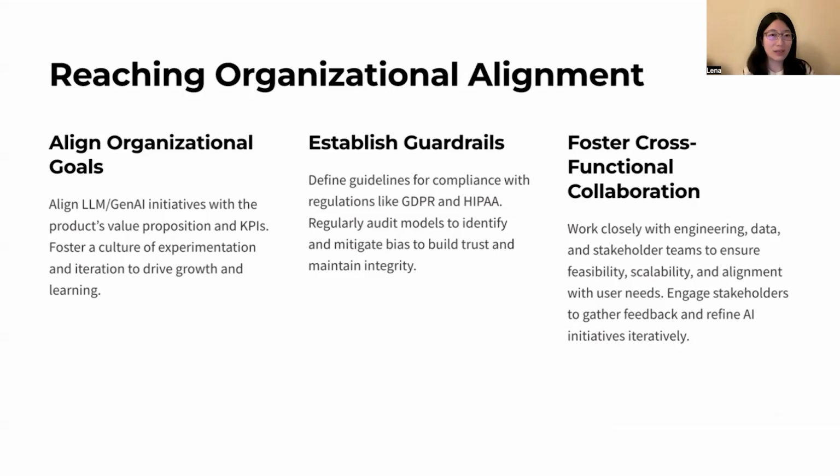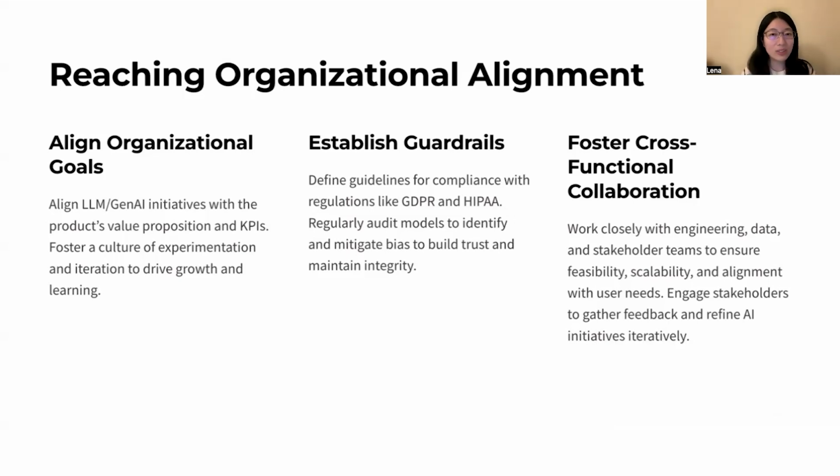Another important thing as a PM we can do is to reach organizational alignment. The very first is the alignment on the goals. There could be different things we can do with large language models and GenAI. So it's important for us to really understand our product's value proposition and identify the real use cases we can have, and have clear success metrics and KPIs, and then foster a culture of experimentation and iteration so that we can keep iterating and learning.